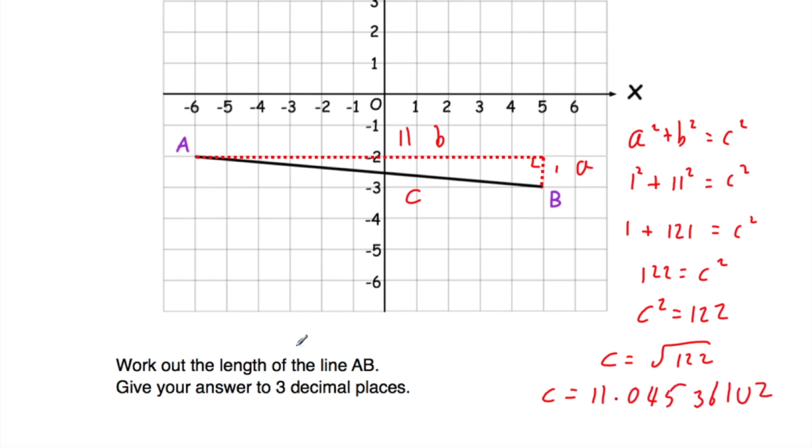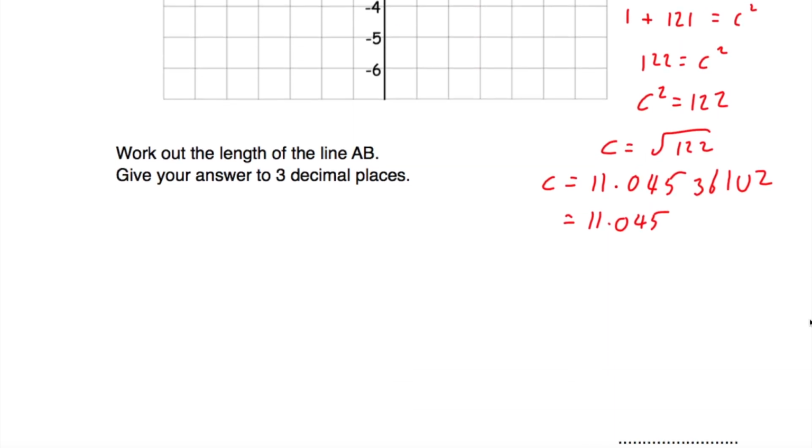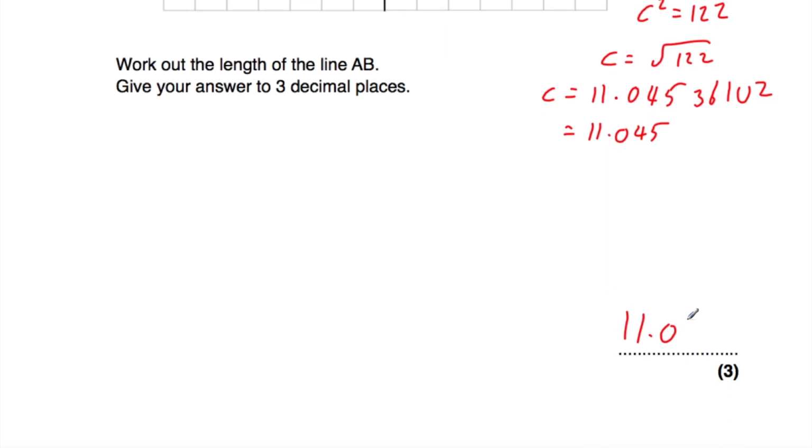So the square root of 122 comes up as root 122, or as a decimal number, 11.04536102. And we want to give our answer to 3 decimal places. That's going to be 11.045. And that's it. So the length of that line, AB, is 11.045. And that's it. And if you got that, well done. Okay, let's look at our next question.